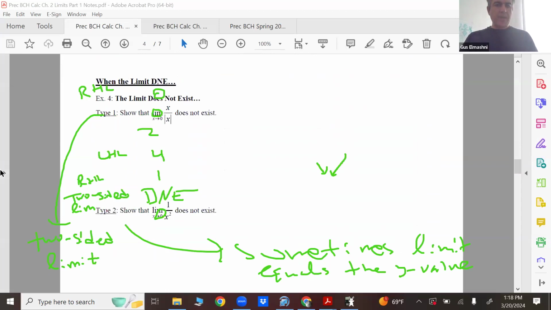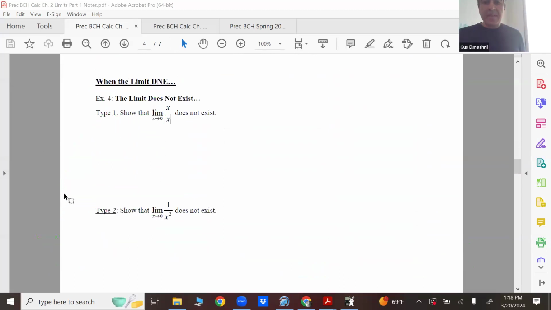Okay, one limit does not exist. Okay, so this is kind of a funny formula. Guys, quiet, please. It's actually a piecewise function, believe it or not.